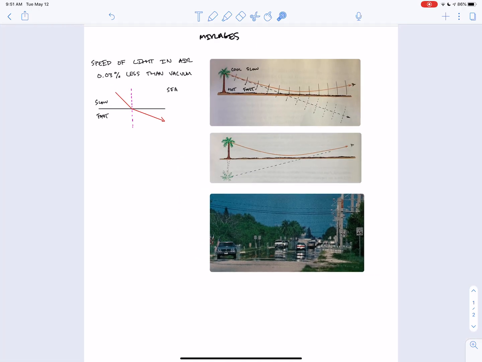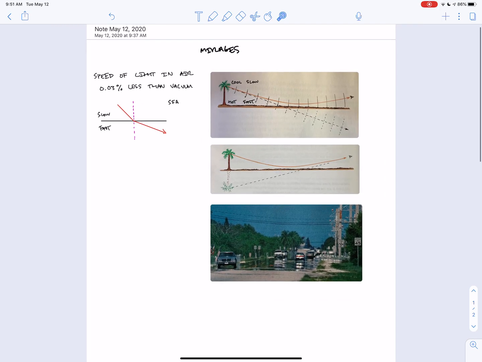So that is it for mirages. Mirages are caused by the difference of speed between air near the ground and air above. Ta-da!